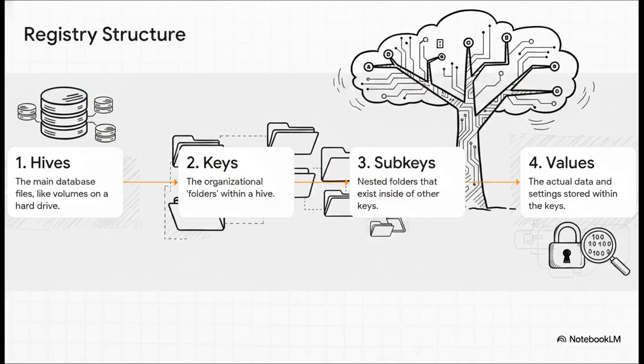And it's organized in this tree structure that's actually a lot like a file system you'd see anywhere else. It all starts with these large database files called hives. Then inside the hives, you have keys and subkeys. You can just think of them as folders and subfolders. And finally, inside those keys, you find the values. And that's it. That's the actual data, the settings themselves.